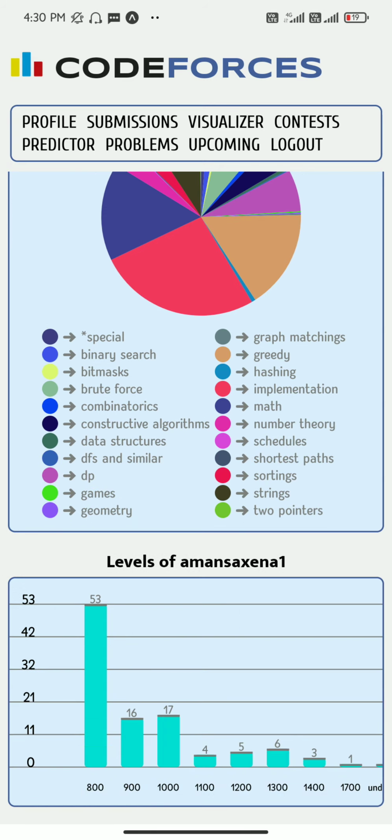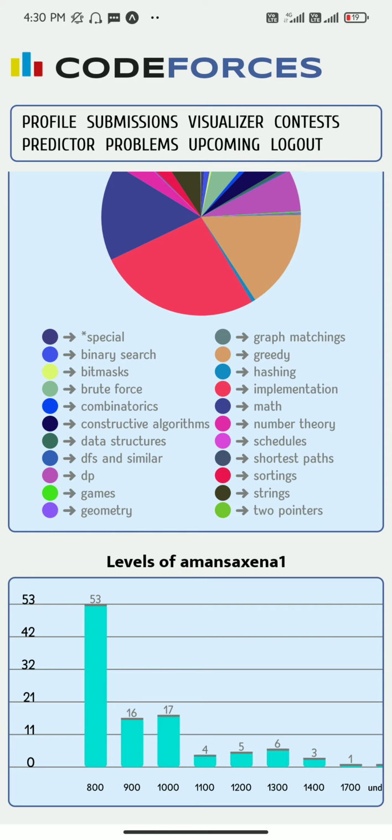Then we have another bar graph. This bar graph represents the categorization of questions on the basis of level of question. Like here the question levels are 800, 900, 1000. It represents the number of solved questions, like 53 questions from 800 rating, 16 questions from 900 rating, etc.